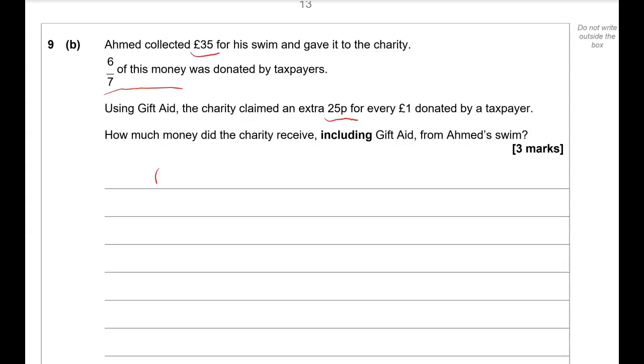So we're going to work out 6/7 of £35. So we'll do 35 divided by 7 times 6, which gives us £30. So for each of these £30, they will get an extra 25p. So what we're going to do is 30 times 0.25. So converting the pence into pounds, which gives us 7.5. So that is £7.50.